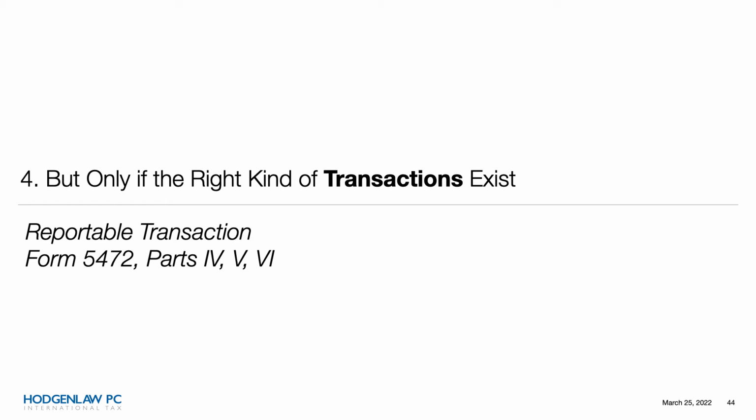Now, let's go look at the type of transactions. What kind of transactions trigger the Form 5472 filing requirement? And again, just to beat the dead horse, we need a related party, we need a reporting corporation, and we need a reportable transaction between those two parties. So now we're looking at transactions.